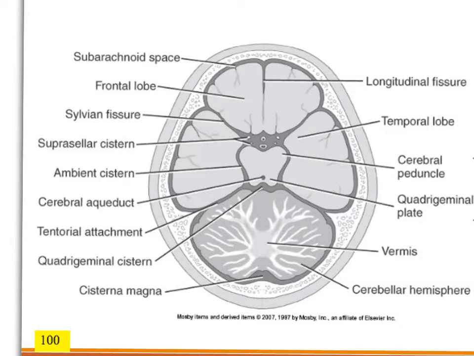Suprasellar cistern. That's one. That's another one that I want you to know. Suprasellar cistern. So where do you think that is? Right around the sella turcica. That's what the name comes from. Suprasellar is above, so it's above the sella turcica. Suprasellar cistern is one to know.